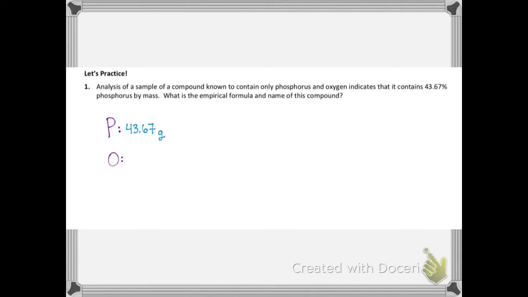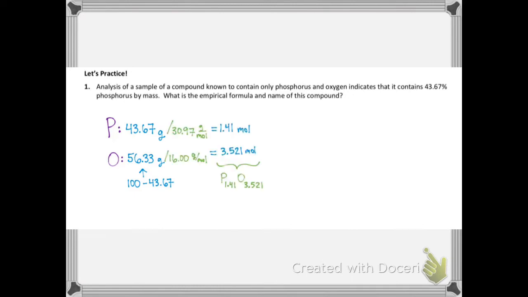I need to do the same thing for oxygen. They didn't tell me the percent composition of oxygen, but if there are only 2 elements, all I have to do is subtract from 100, and I can determine the percentage of oxygen. And of course, I will label that with grams. Now my next step is mass to mole. Well, hopefully you recall, dividing by the molar mass from the periodic table will convert our grams into moles.